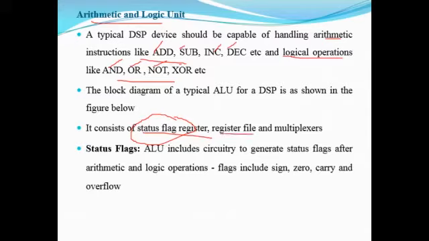Then the register file. A register file is a collection or a set of registers which are stored in a particular bank. It is similar to the bank of registers we normally use or consider in a microprocessor, and it has a multiplexer. So what does this status flag include?